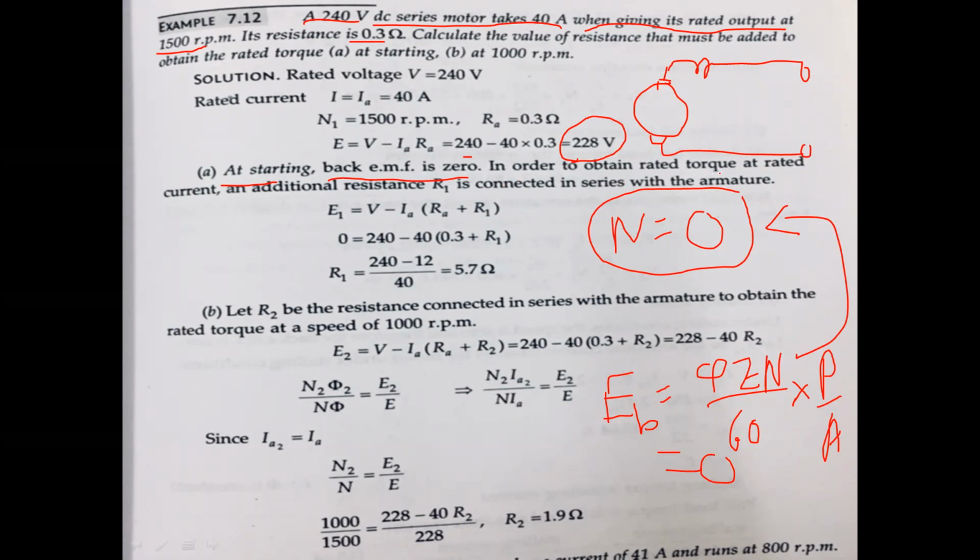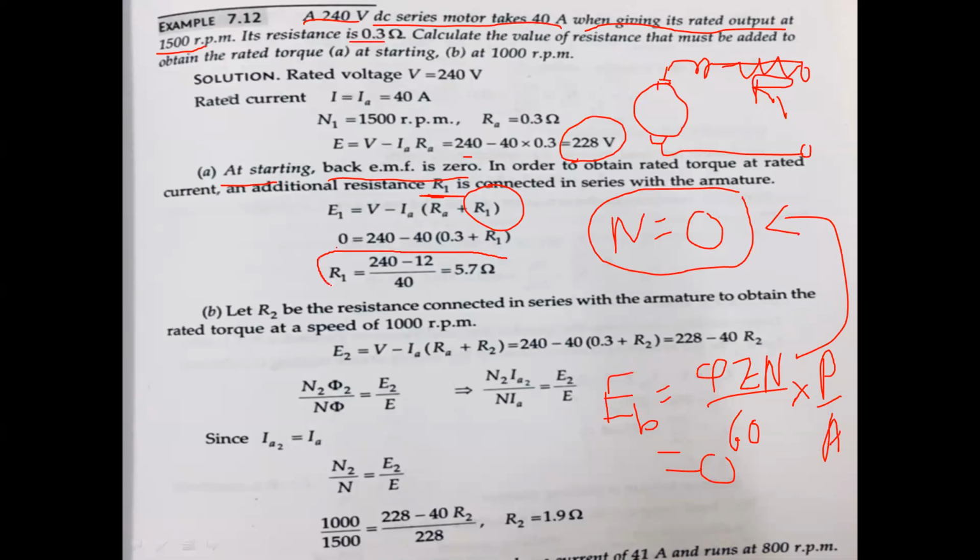So in order to obtain the rated torque at rated current, an additional resistance R1 is added in series with the circuit. Now back EMF equal to V minus IA into initial resistance RA plus additional resistance R1. Back EMF equal to 0. Terminal voltage 240 minus rated current 40 amperes into 0.3 plus R1. So therefore R1 equal to 5.7.